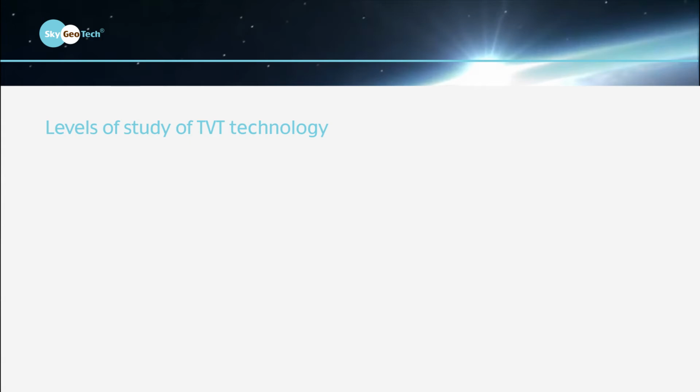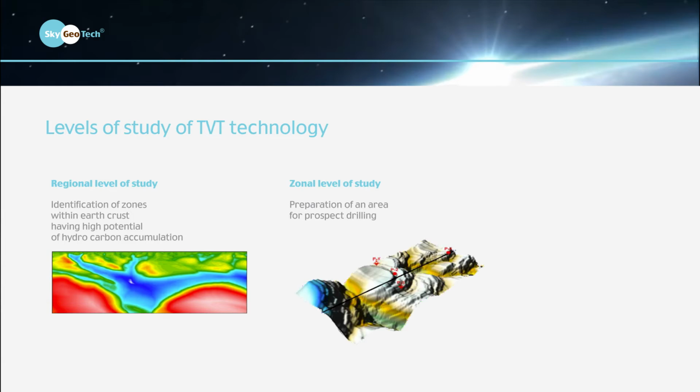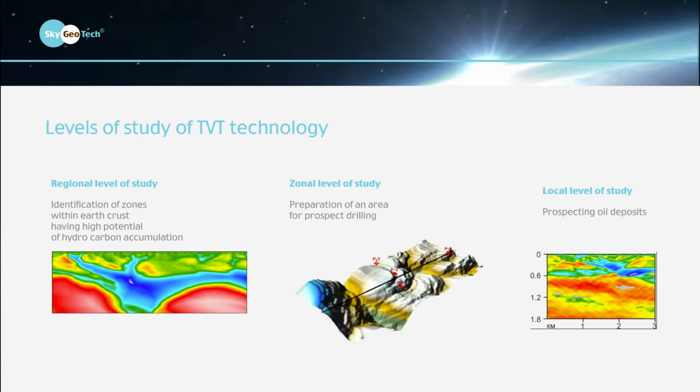TVT technology has three levels of study: regional level of study, zonal level of study, and local level of study as well. Every level has its own purposes and tasks.